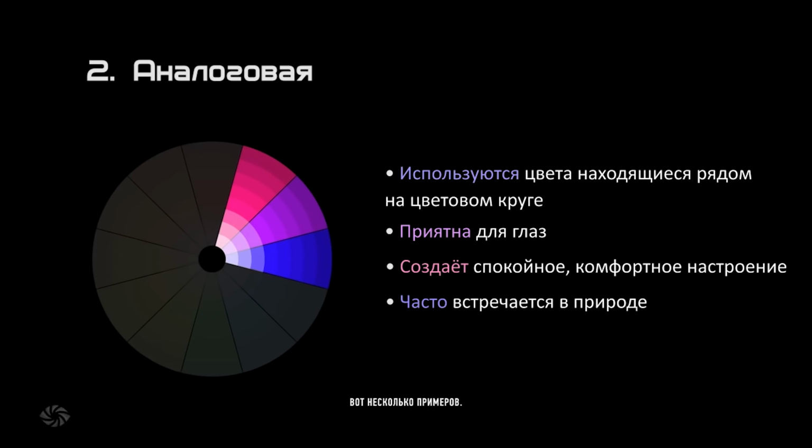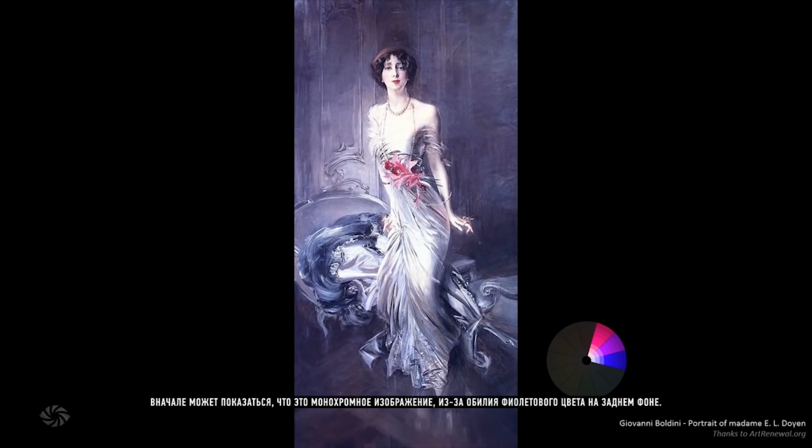So to give you some examples, this image here, at the start it might almost look monochromatic since there's a lot of that purple in the background there. But you can see over here, if I put my mouse here, you can see there is a blue sort of shawl resting on that chair there.